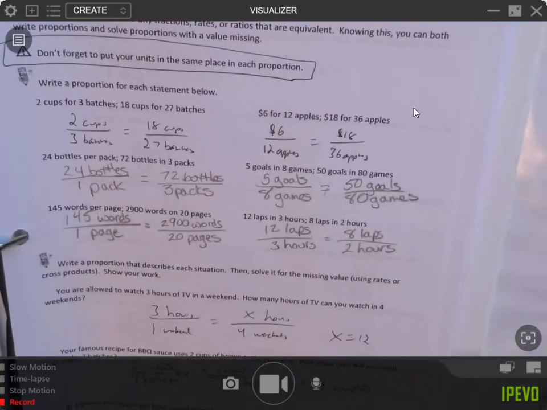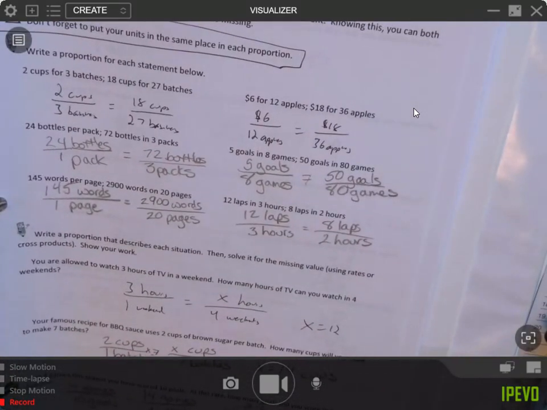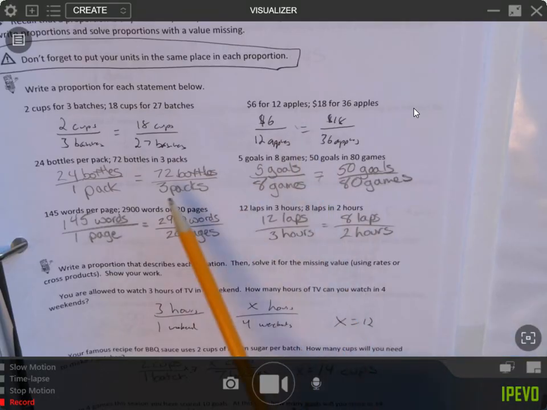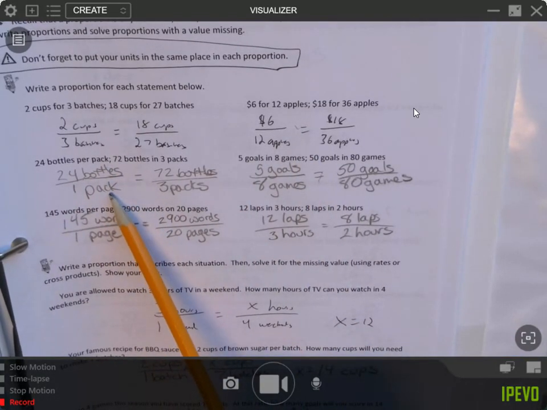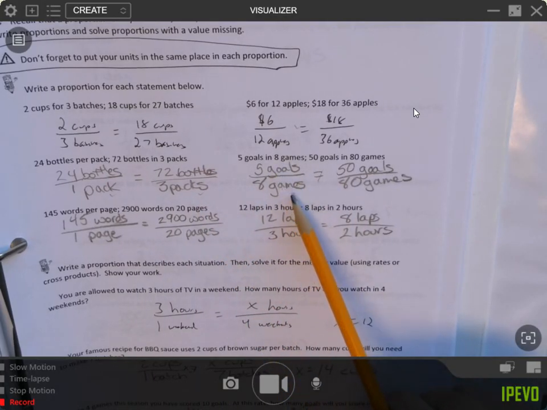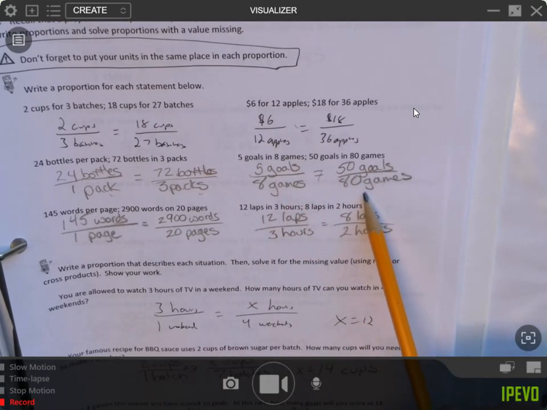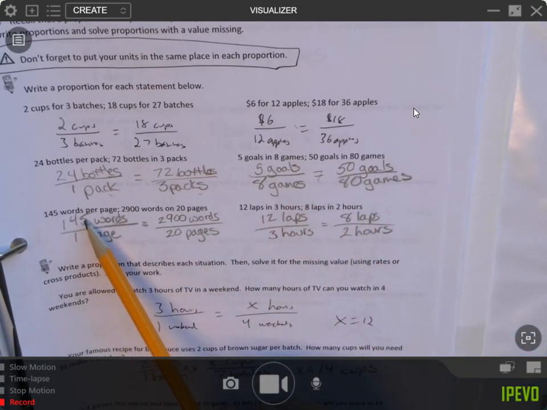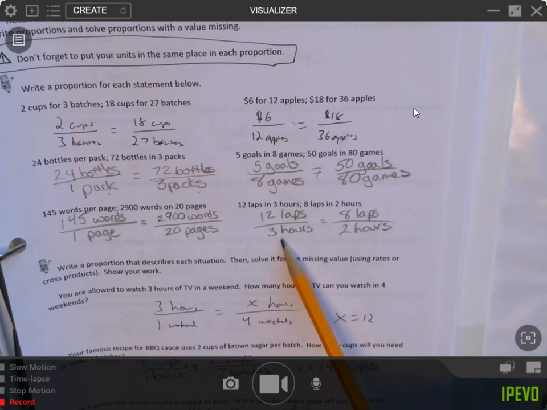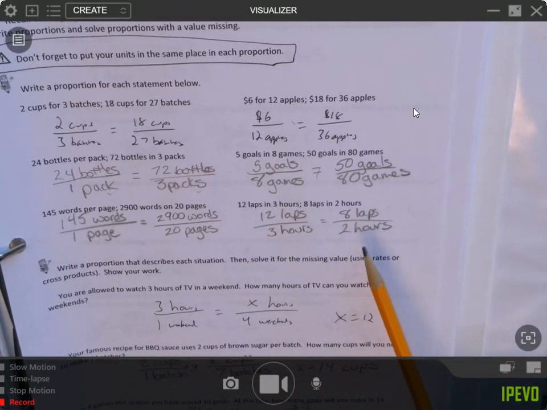We need to go over some of these in the middle. So we had, I think we did the top two together. The middle ones, there are 24 bottles in one pack is equal to 72 bottles in 3 packs. 5 goals in 8 games, 50 goals in 80 games. 145 words on 1 page, 2,900 words on 20 pages. 12 laps in 3 hours, 8 laps in 2 hours.